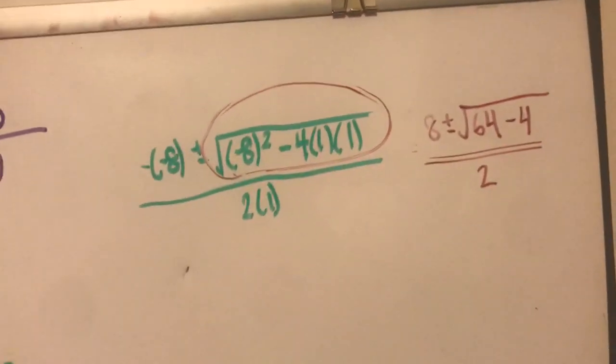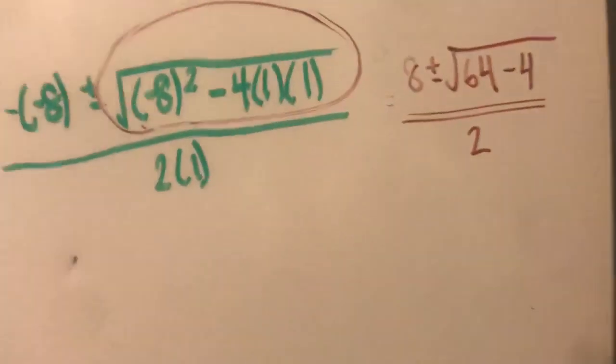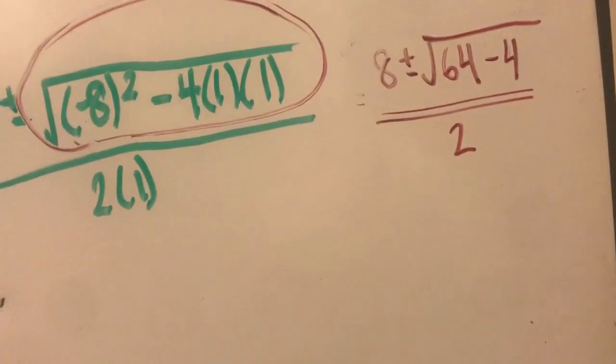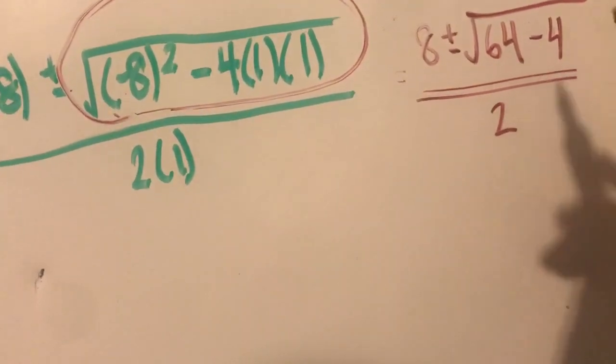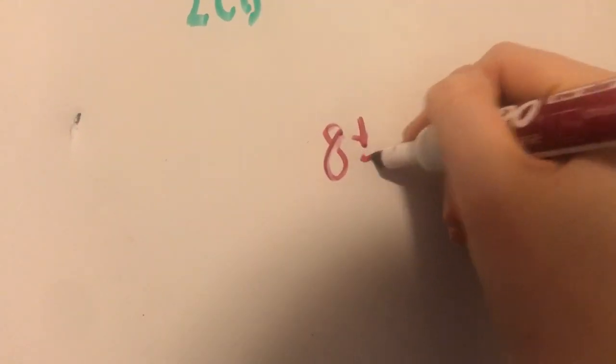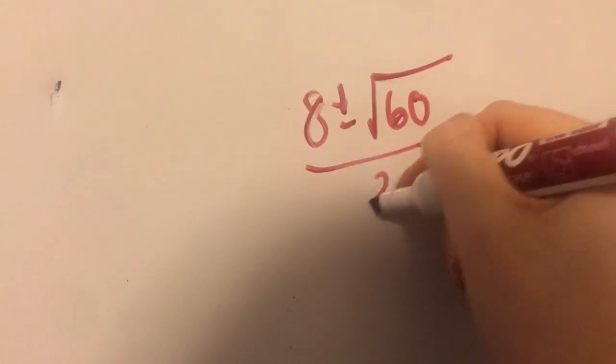Look at how much better that already looks. But again, I still have these numbers underneath my square root there. I have 64 minus 4. It only makes sense to combine those. So I'm going to have 8 plus or minus the square root of 60 divided by 2.